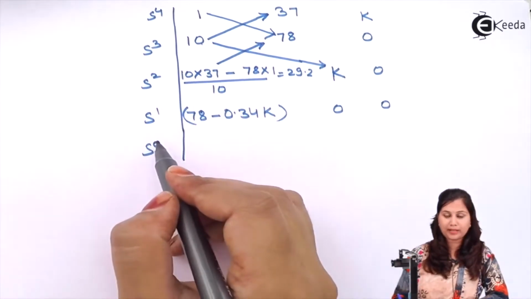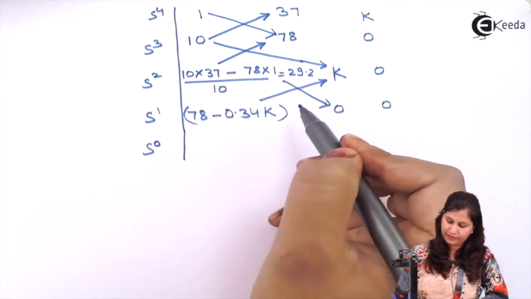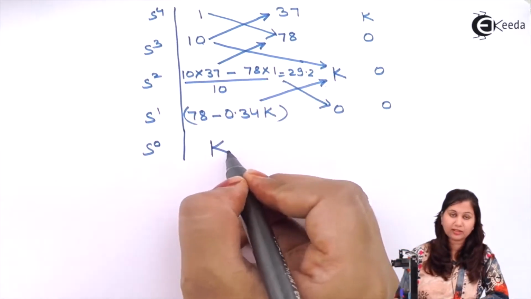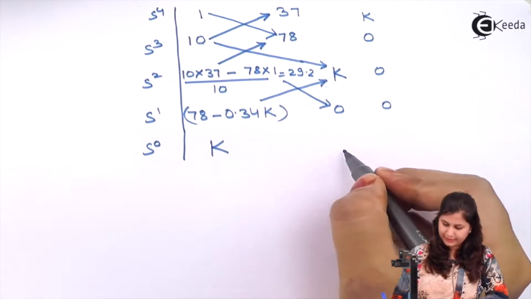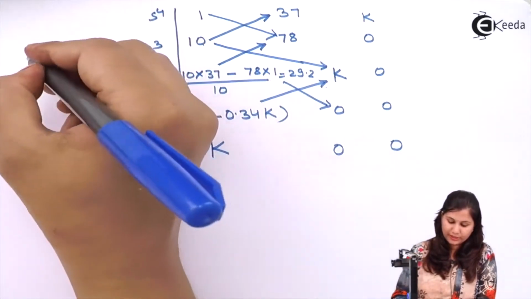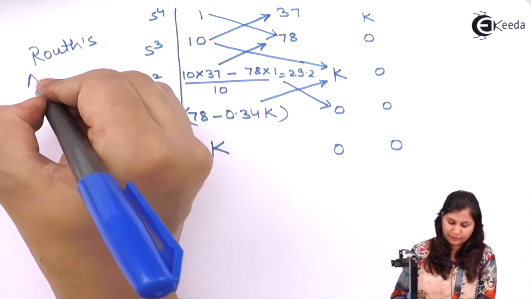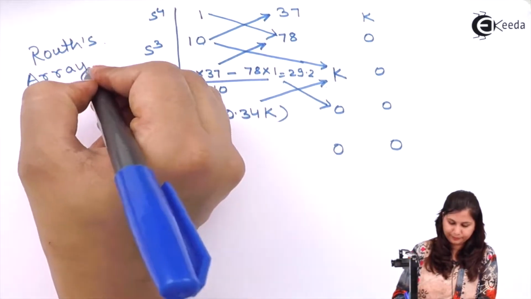Now for s to the power 0, you have to multiply this with this, divide by this, and get k only here, and this is 0. So we have formed the roots array using the characteristic equation of the system.